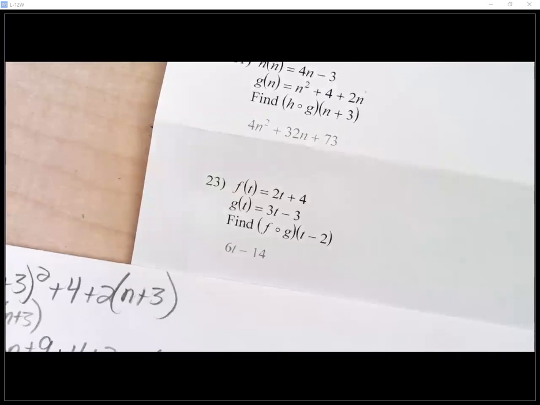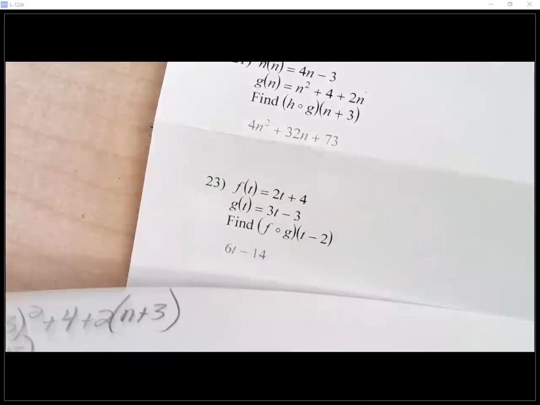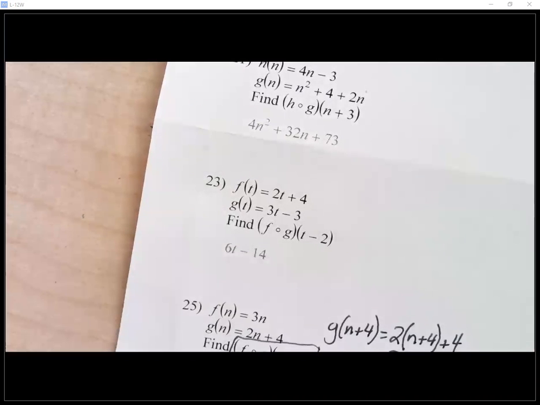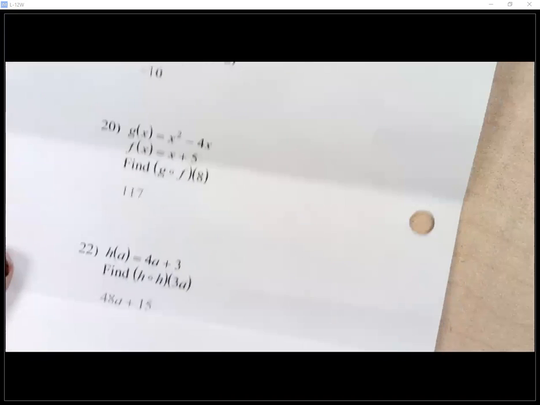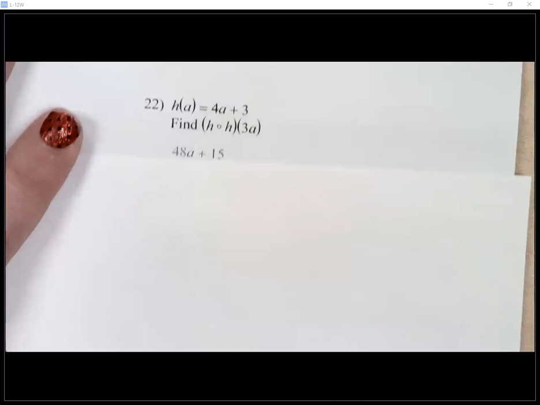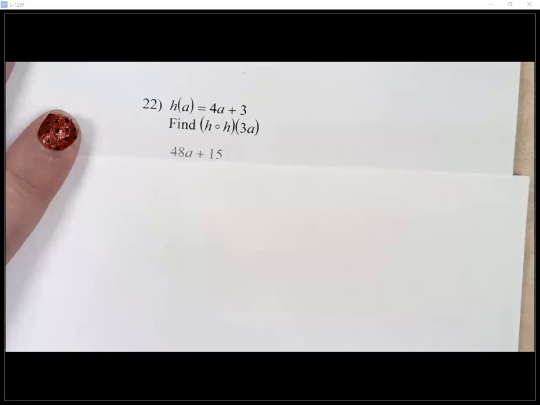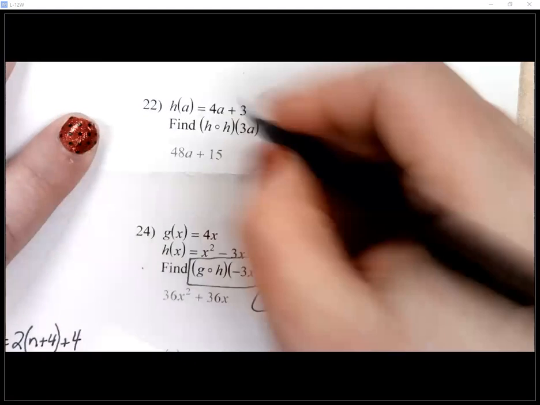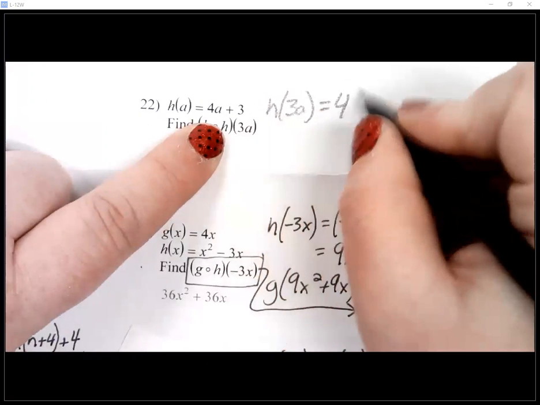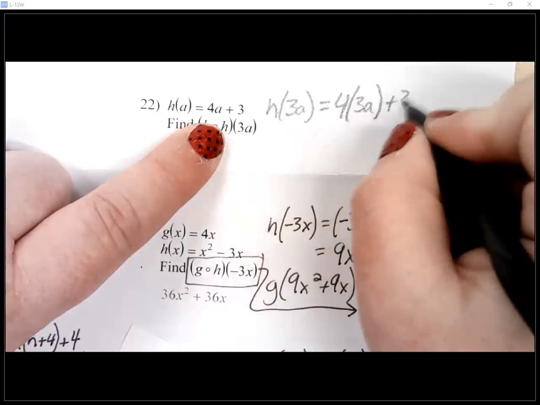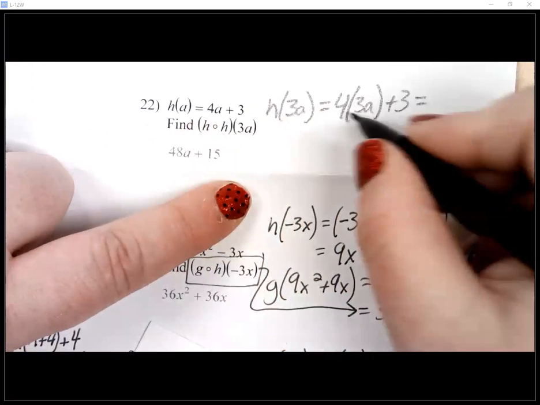Okay, yeah. Matt, what's up? Do you remember 23? 23 was 16 minus 14. No, 23. Oh, 22 was 48a plus 15. Okay. Do you want me to do that one? Oh, yeah, because I got 48a squared. Okay, so 22. Oh, that's an h of h. Yeah. So we're going to start off by doing h of 3a. I'll just do it right on the side. So h of 3a would be 4 times 3a plus 3. So that's going to get me 12a plus 3.